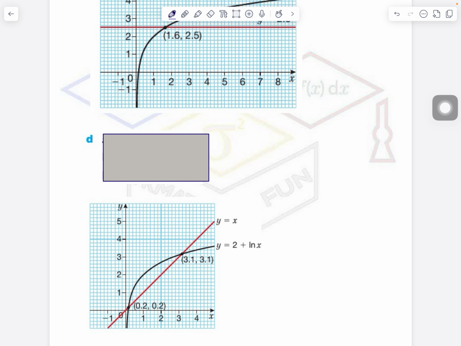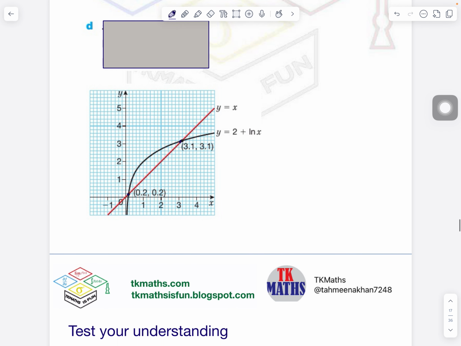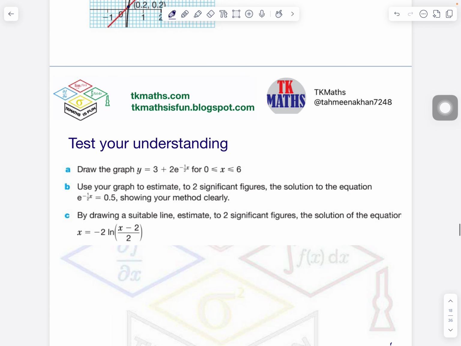See, at x, the red line is your y equals x line. So now you have to find the solution. You can see where it is intersecting the x-axis, and that is your answer. So now let's see this question. This is what we will do together.